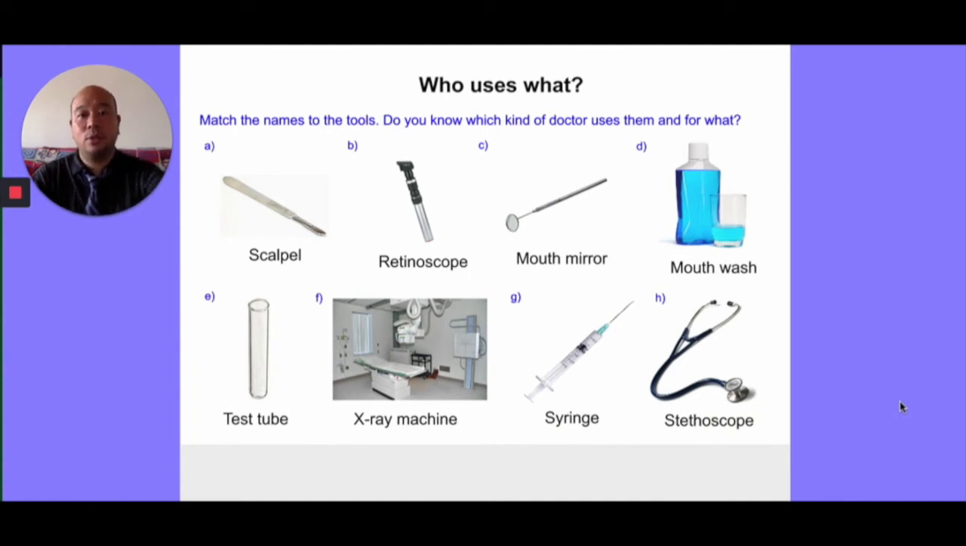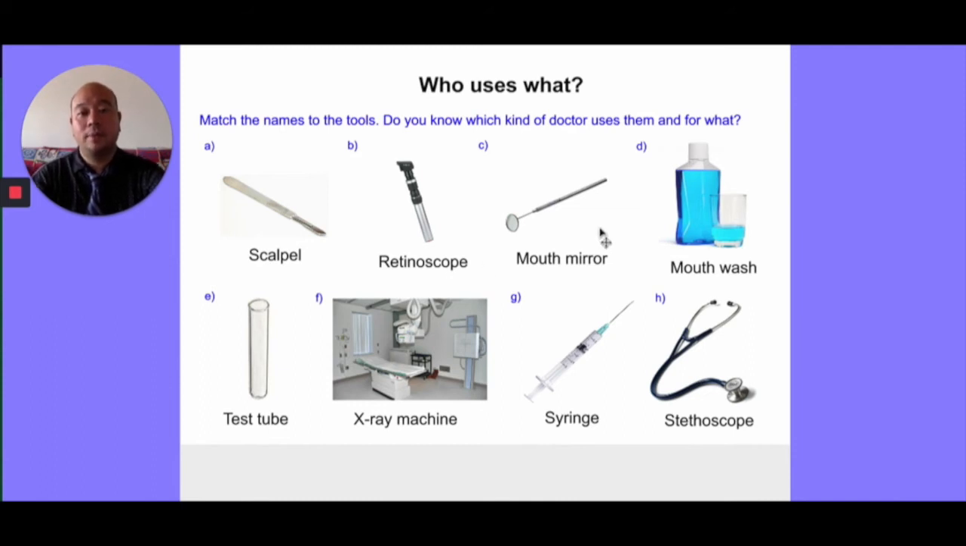Okay, so these are the different tools different doctors might use in their job, but do you know what they use them for? Okay, let's talk about this. So the scalpel. The scalpel is used by, for example, the surgeon to do his surgery, right? Sometimes the surgeon will need to cut open a patient in order to access their internal organs. So a scalpel is used to do this. A retinoscope is used by an optometrist, and this tool is used to look inside a patient's eye to detect any unusual conditions.